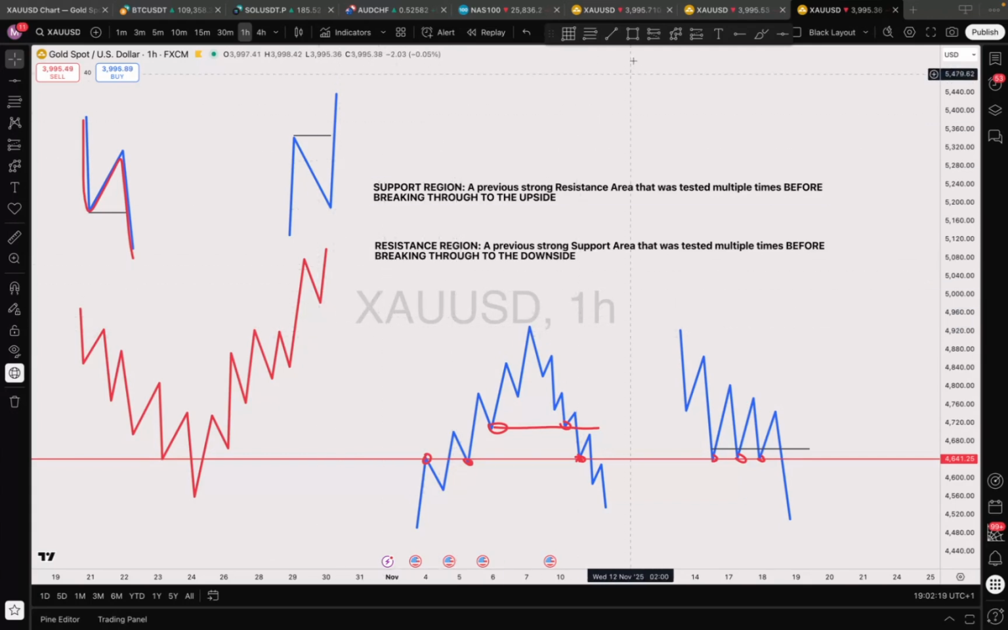Now, I told you that to start marking, you have to mark from right to left. And where are you going to be marking it? You're not going to mark lows. No. You will be marking resistance region. Resistance. I told you resistance that was resisting from passing. An area that resisted something from passing before finally passing through.